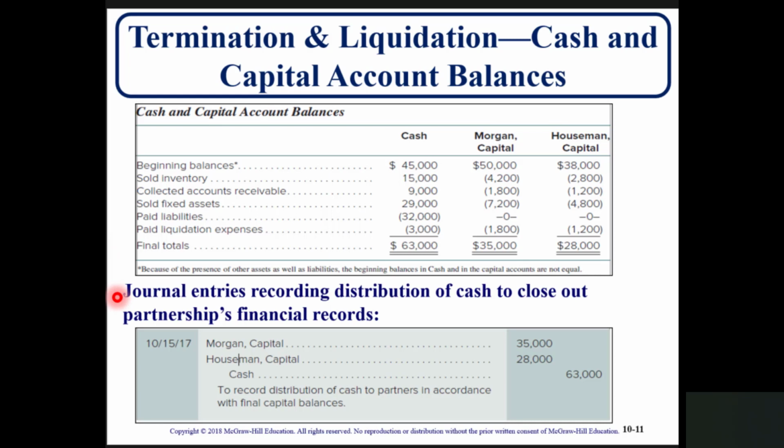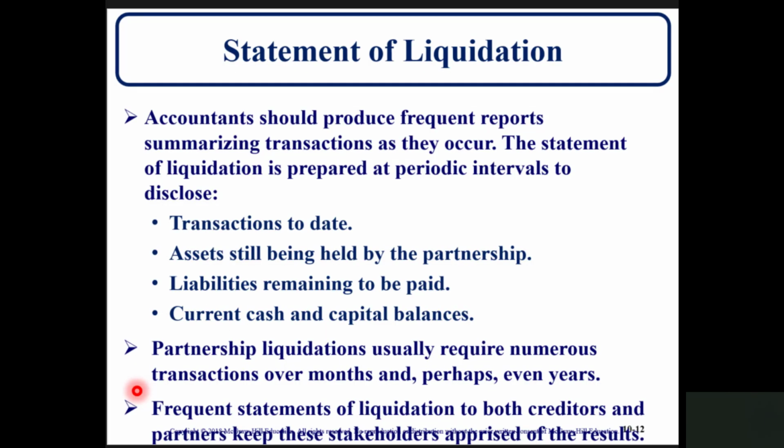And then here we have a journal entry recording the distribution of cash to close out the partnership's financial records. And so the final entry is a debit to Morgan's capital and Houseman's capital for $35,000 and $28,000, and a credit to cash for $63,000. So once the remaining cash is distributed, the financial books are closed.